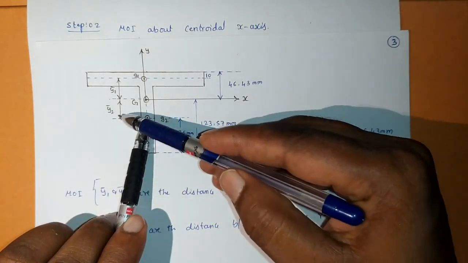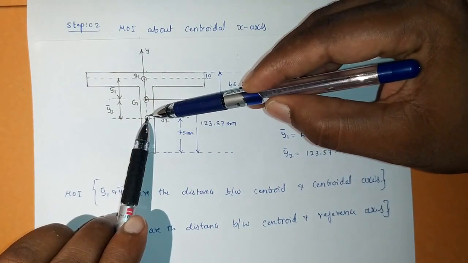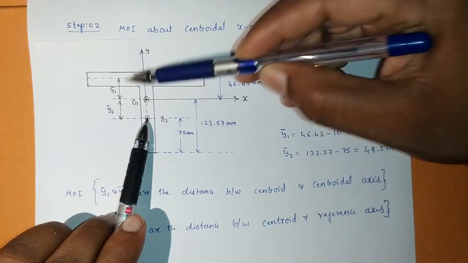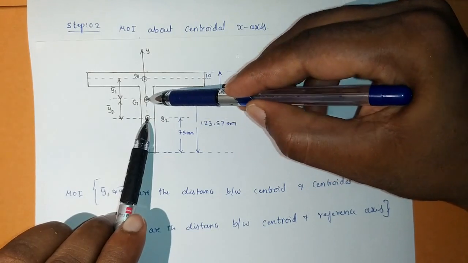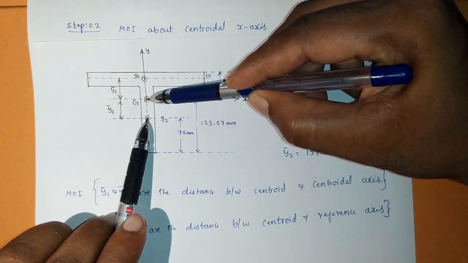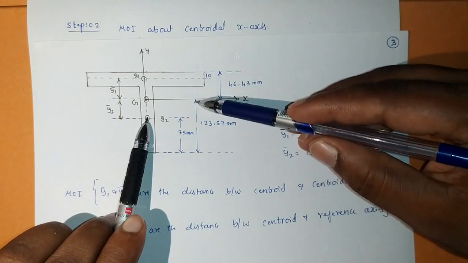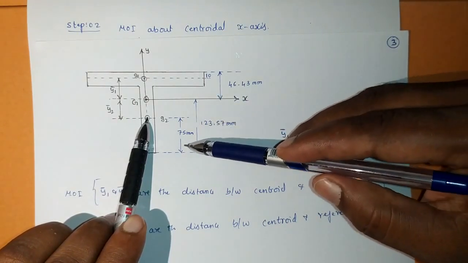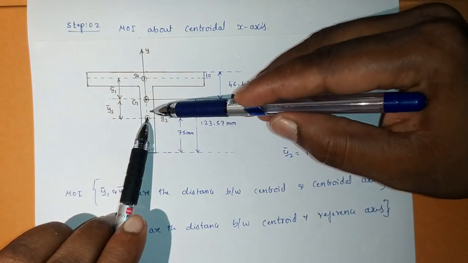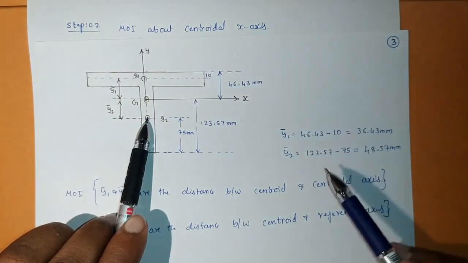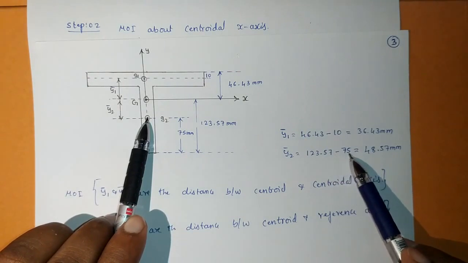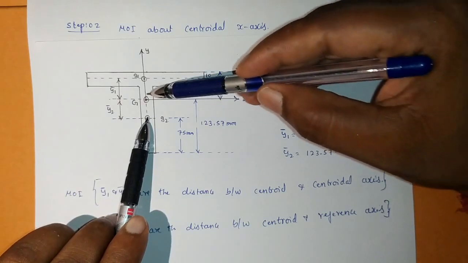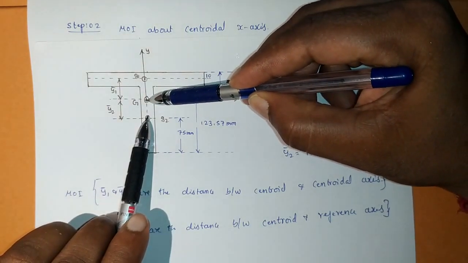Now y2 bar. y2 bar is the distance between the centroid of section number 2 and the centroidal axis. This distance is called y2 bar. How do you calculate y2 bar? We know this distance, that is y bar, 123.57, minus 75 millimeter. We will get the remaining distance. 123.57 minus 75 gives 48.57. 48.57 millimeter is the y2 bar distance.